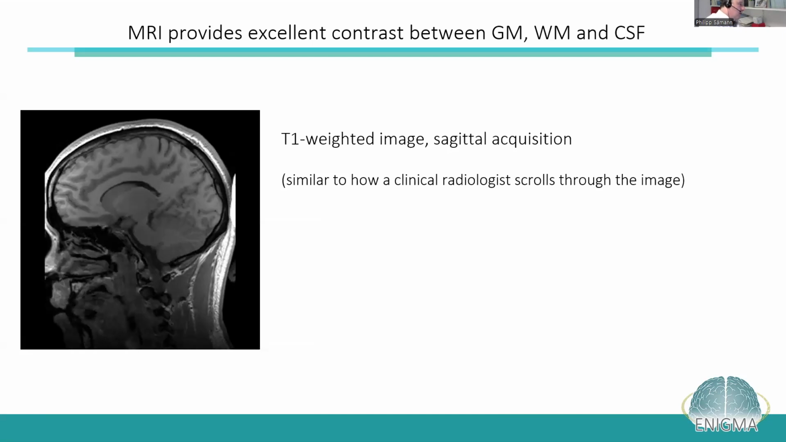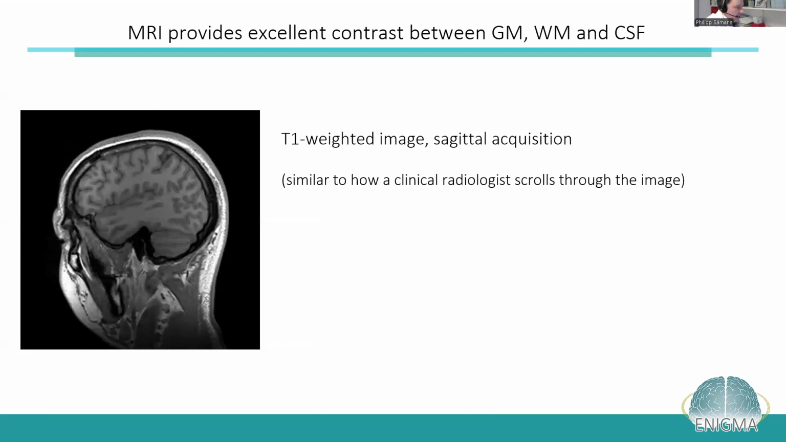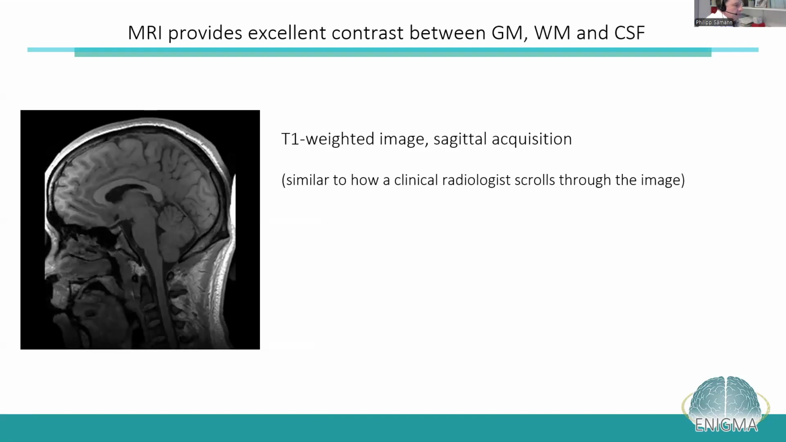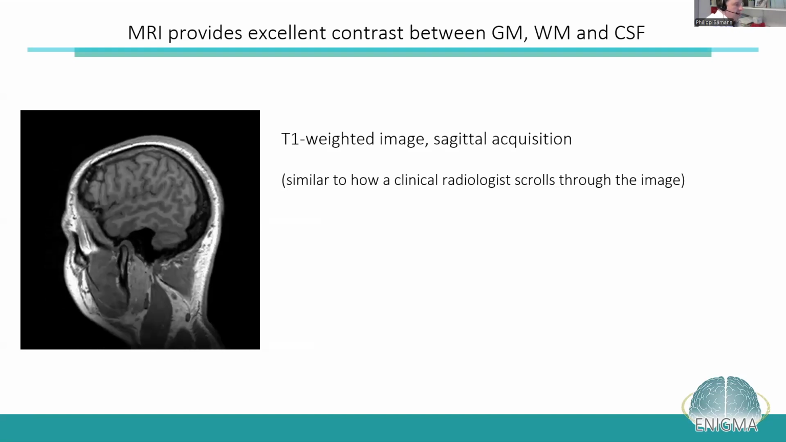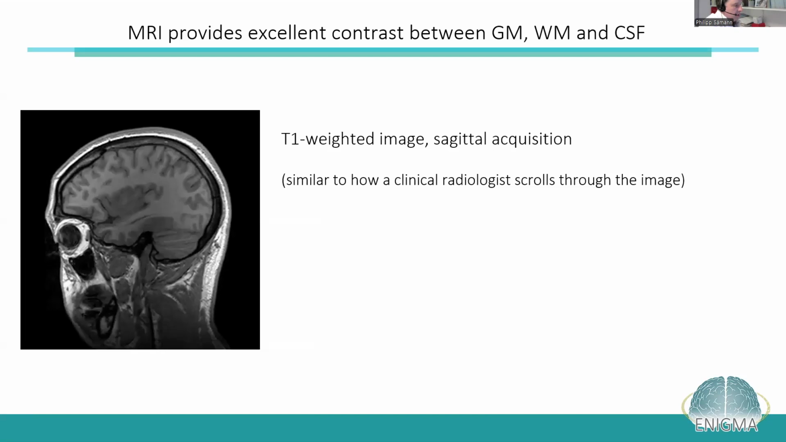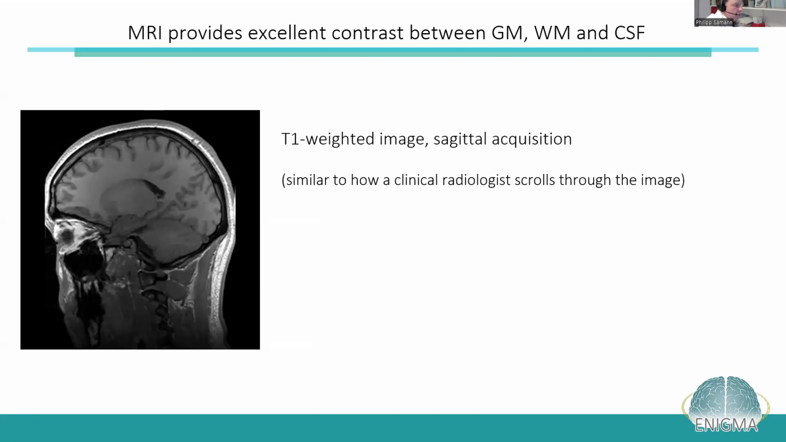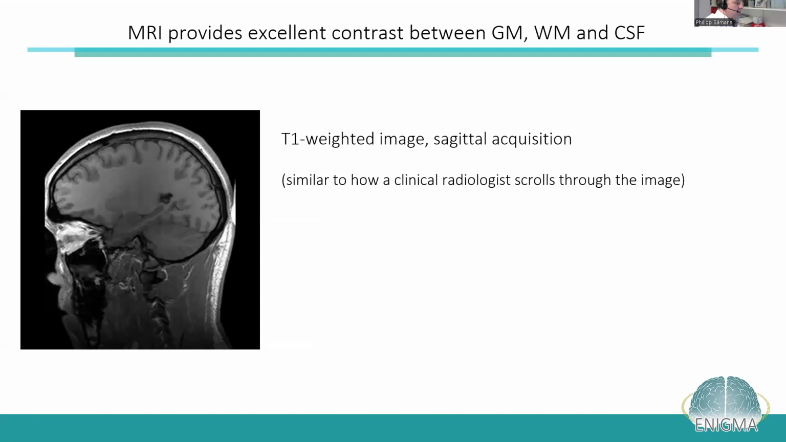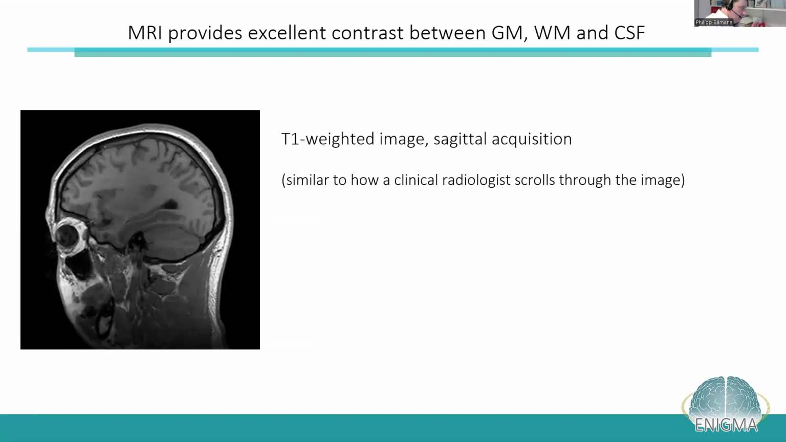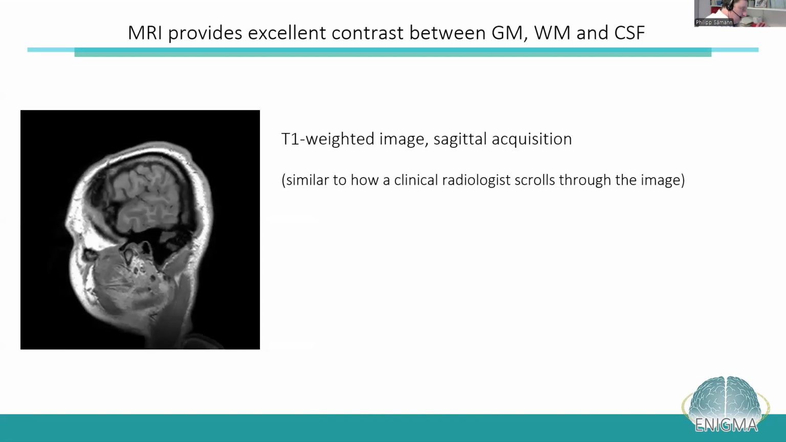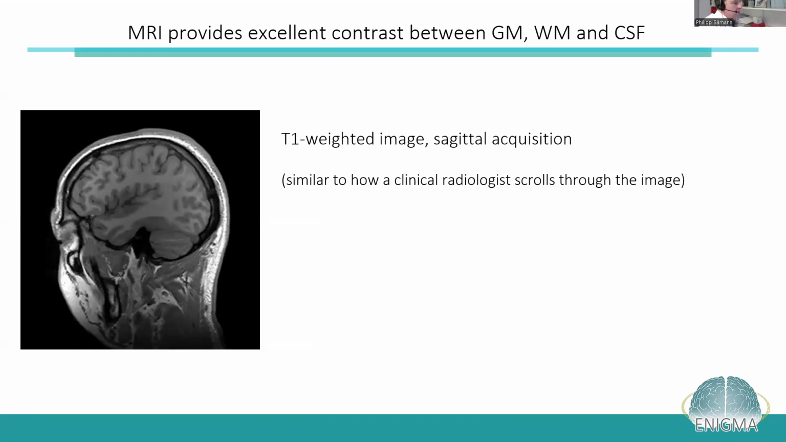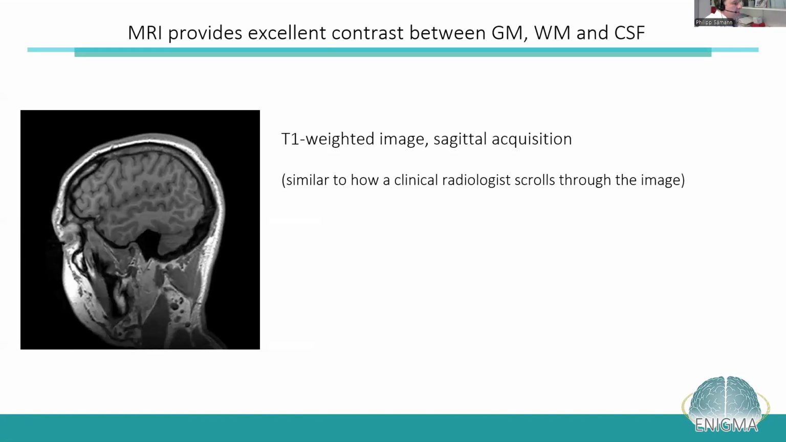Here's another example of a sagittal image acquisition. It's now scrolling through the brain, similar as a radiologist would analyze this brain in a clinical case. And you can nicely see the gyral structure. You can detect the cerebellum, the CSF spaces, spinal cord.